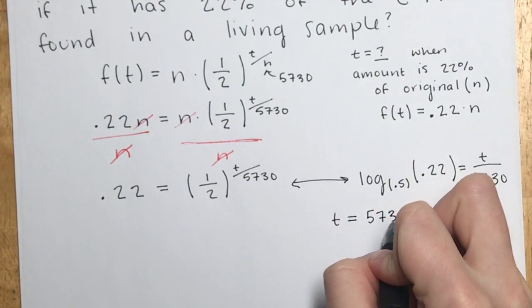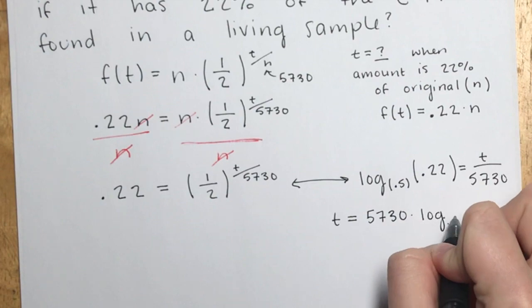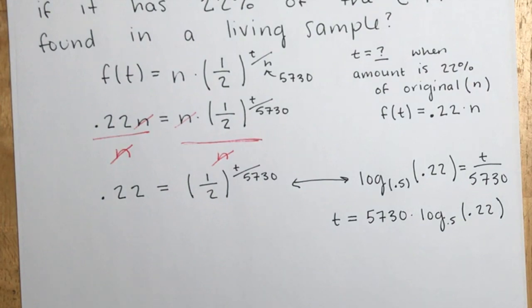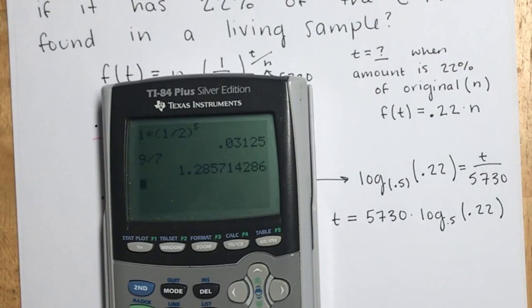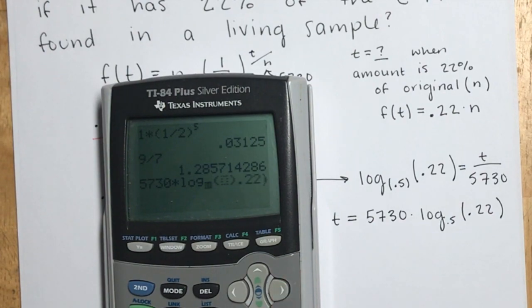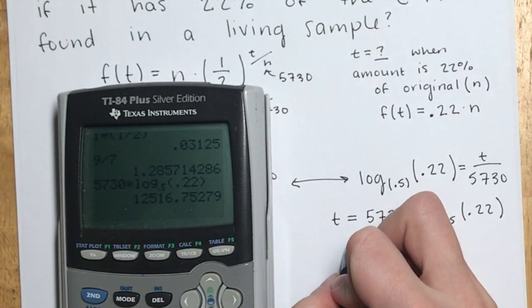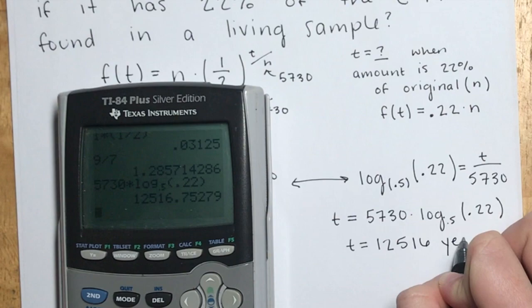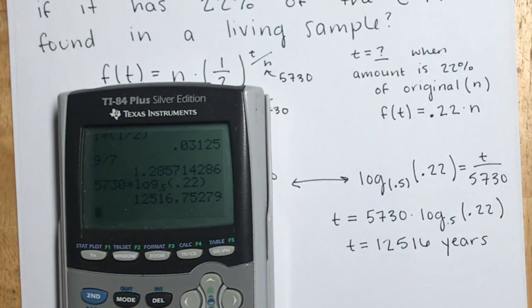So 5,730 times log base 0.5 of 0.22. Let's throw that into a calculator really quickly. I'm getting 12,516 years. That's super old, but I guess that's how old fossils are.